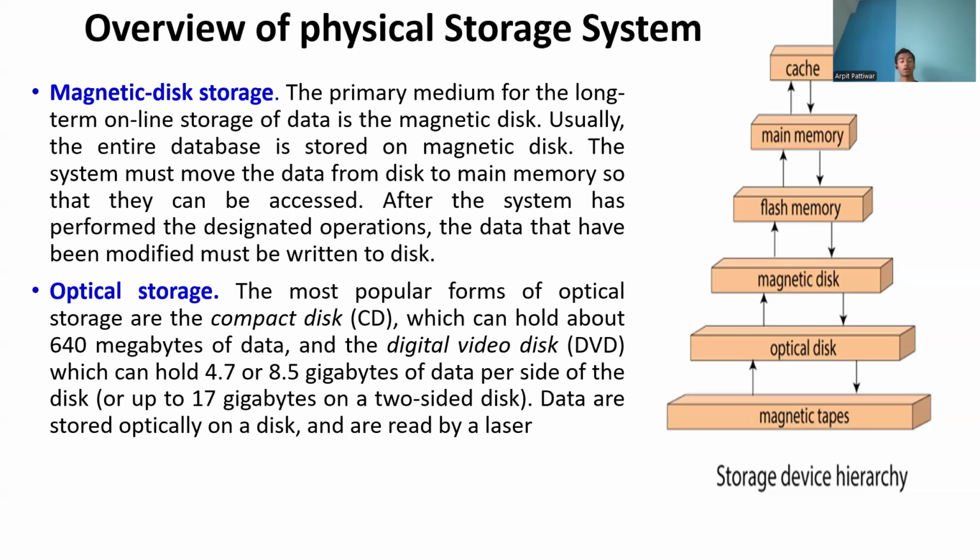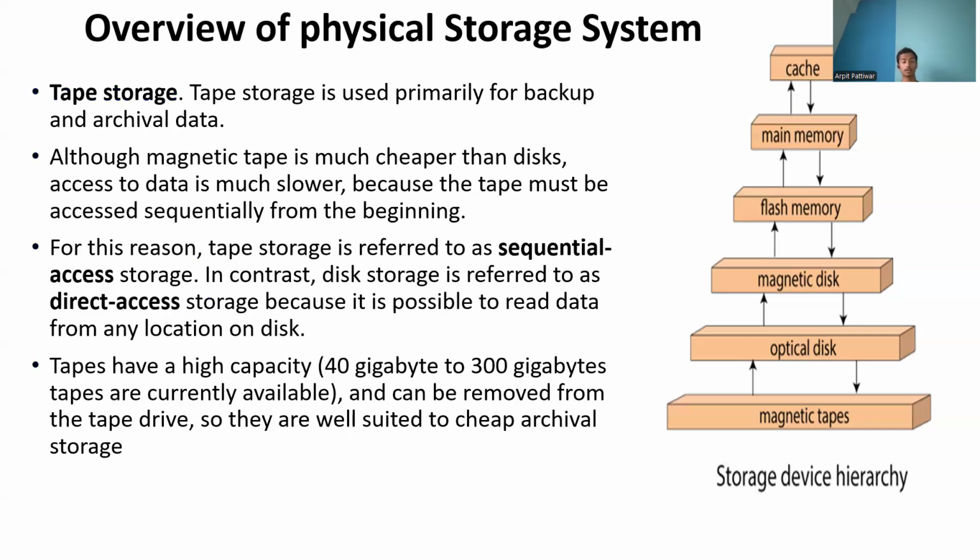Optical storage. The most popular forms of optical storage are the compact disc, which can hold about 640 megabytes of data, and the digital video disc, which can hold 4.7 to 8.5 gigabytes of data per side of the disk. Data are stored optically on the disk and are read by a laser.